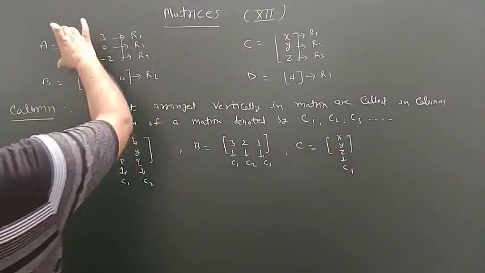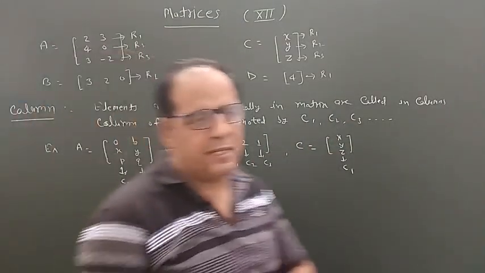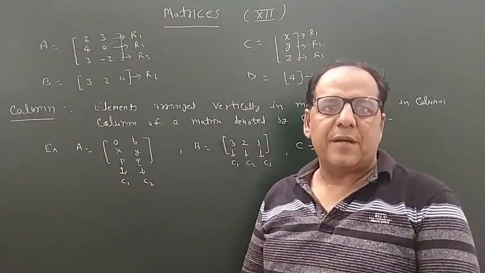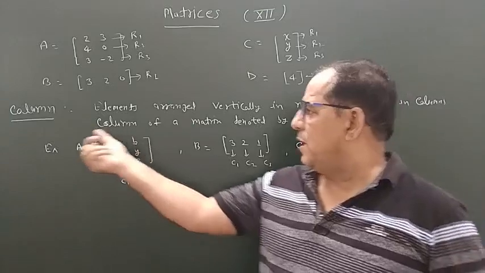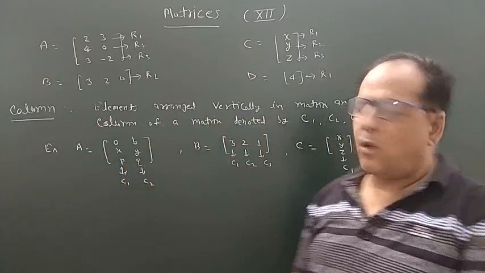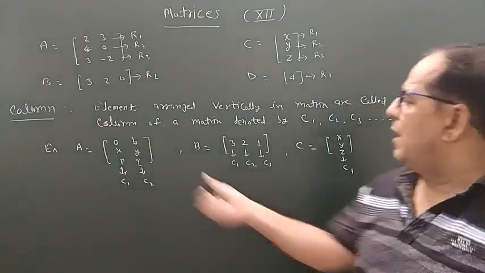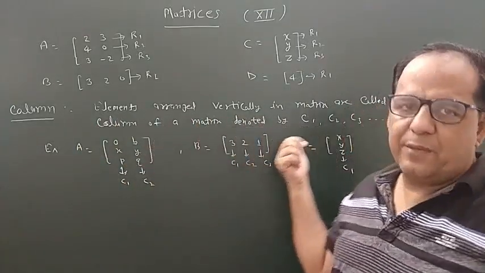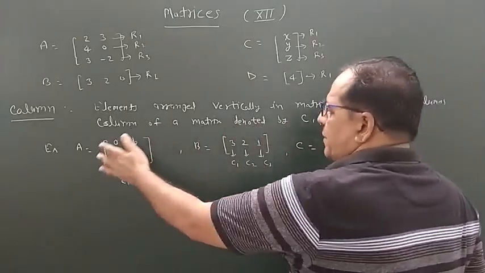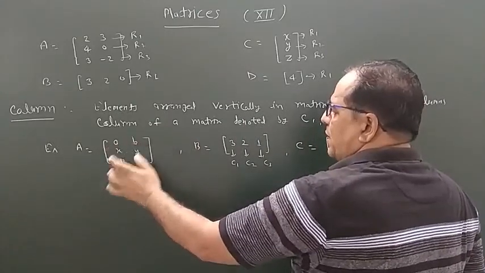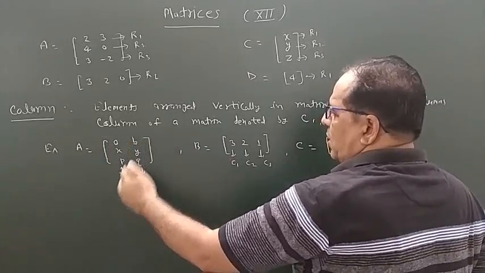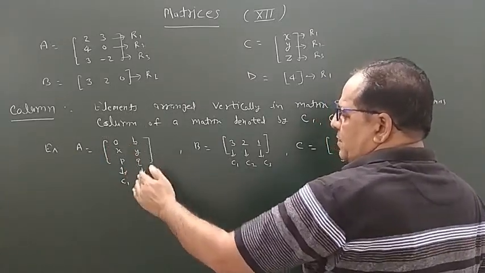Elements arranged horizontally in the matrix are known as a row, and rows are indicated by capital R1, R2, R3, etc. Similarly, elements which are arranged vertically inside the matrix are known as a column, and columns of a matrix are denoted by capital C1, C2, C3, etc. In the given first example, A equal to A, B, X, Y, P, Q, the elements A, X, P arranged vertically are known as the first column, and B, Y, Q arranged vertically form the second column.